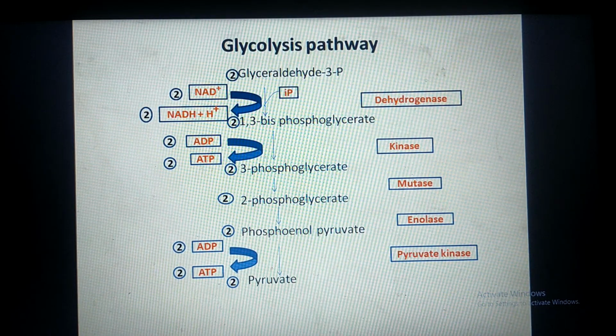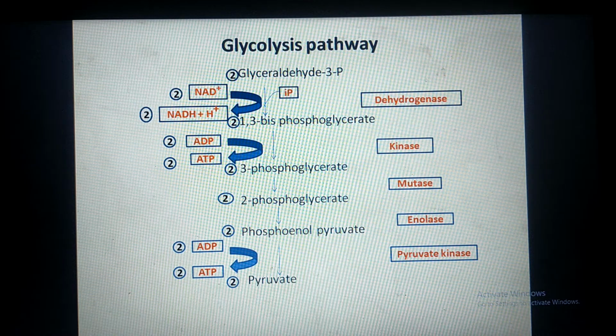Now in this fifth step, two molecules of glyceraldehyde 3-phosphate are converted into 1,3-bisphosphoglycerate. Again here phosphorylation takes place, but here phosphorylation is not through ATP, it is by direct addition of inorganic phosphate. At the same time, here the first oxidation occurs.